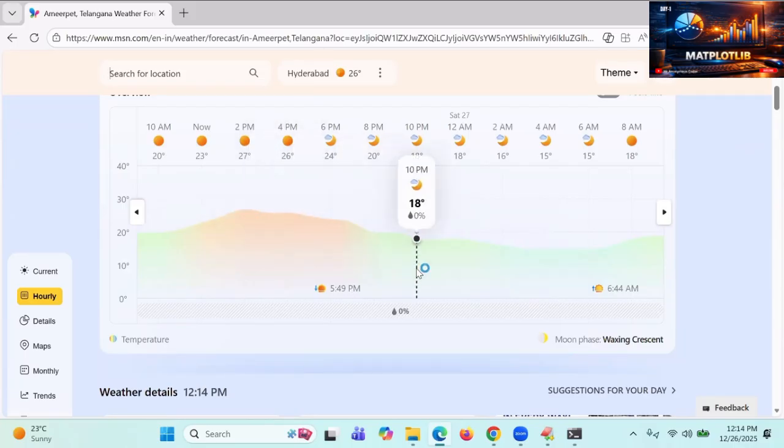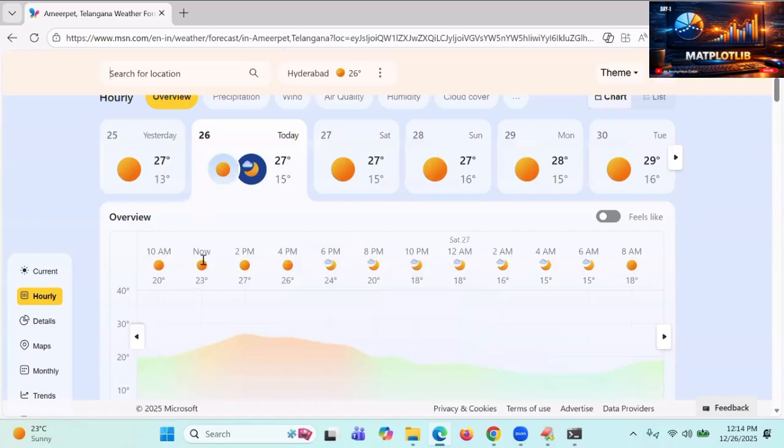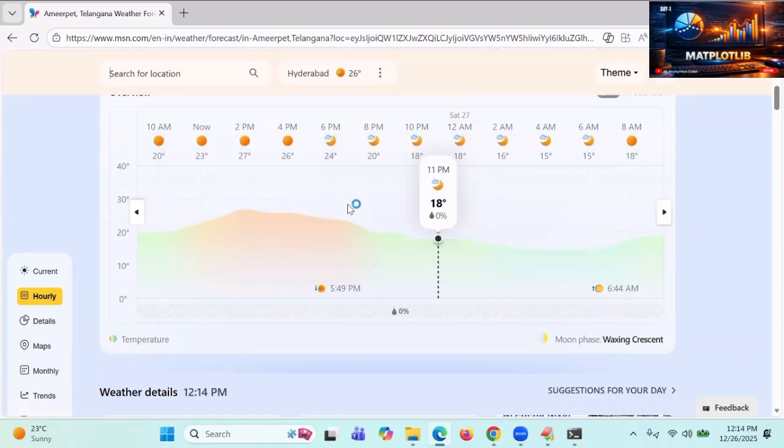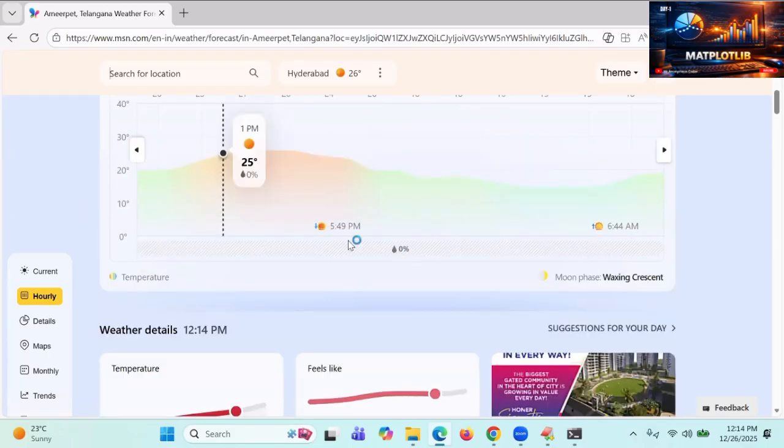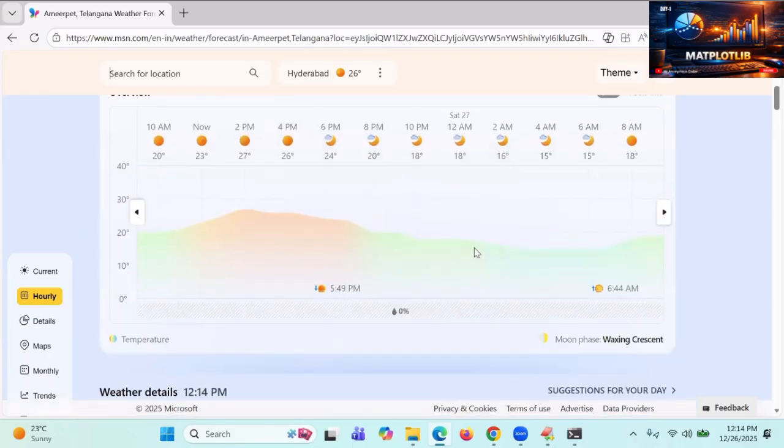This is called machine learning implementation. The present data is studied, and based on the present data they are forecasting how it will be at 2 p.m. and at 4 p.m. Based on that data, they are showing the graphical implementation here. I think you are following me.